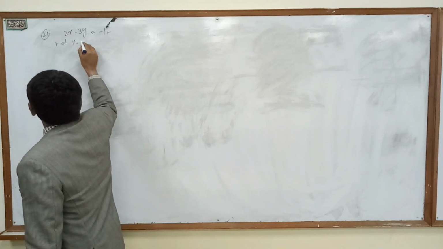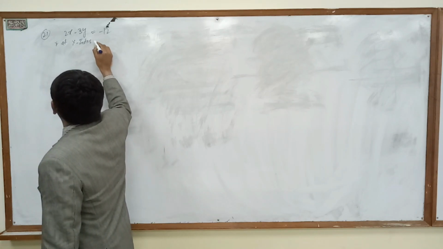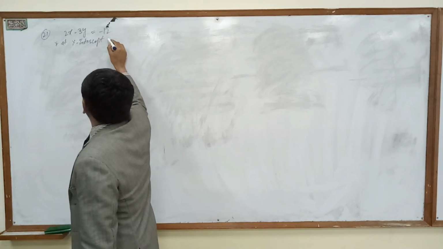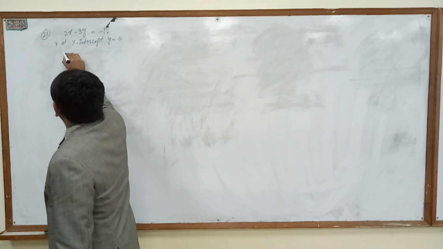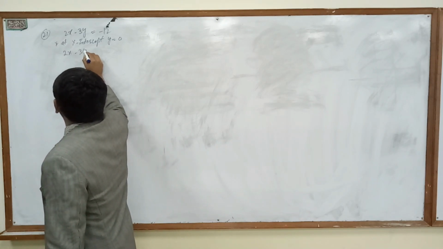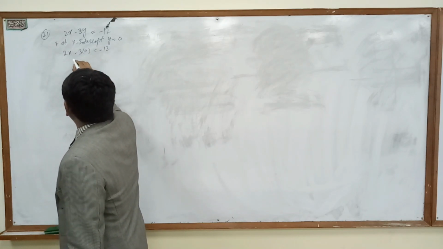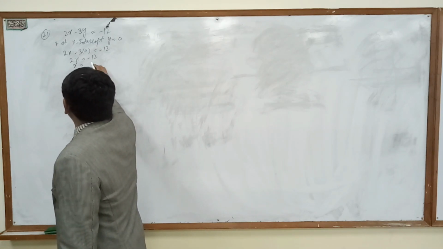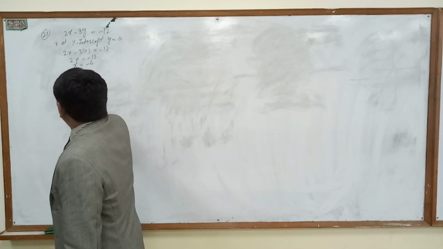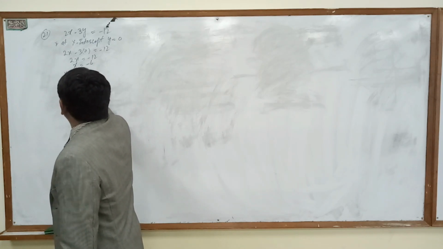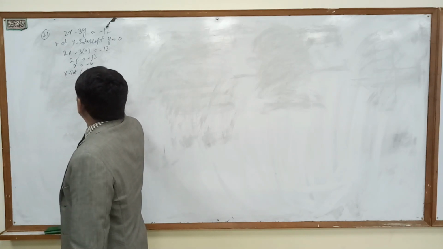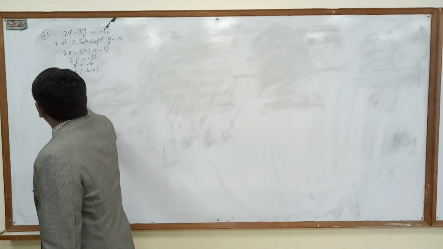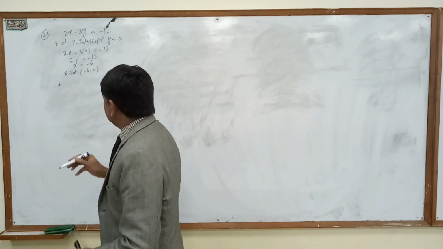At x-intercept, y is equal to 0. So 2x minus 3 into 0 is equal to minus 12. 2x is equal to minus 12. x is equal to minus 6. So the x-intercept is minus 6 and 0. And here we can find the y-intercept as well.